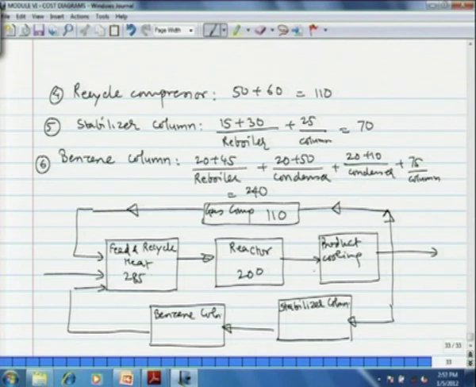We are now putting different numbers. $200,000 capital cost, annualized capital cost of the reactor, $110,000 for gas compression, $285,000 for feed and recycle heating, $240,000 for benzene column, $70,000 for stabilizer column, and $80,000 for product cooling. And this completes our lumped cost diagram for process alternative 1.